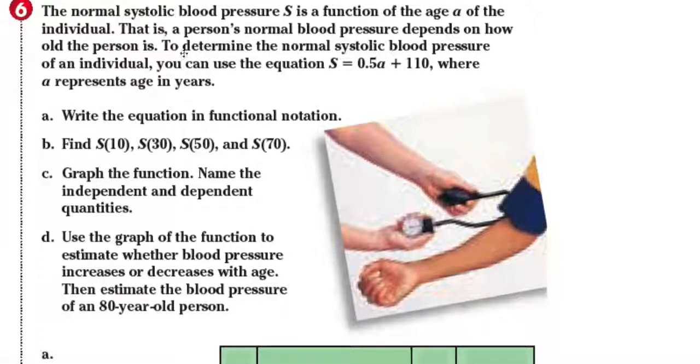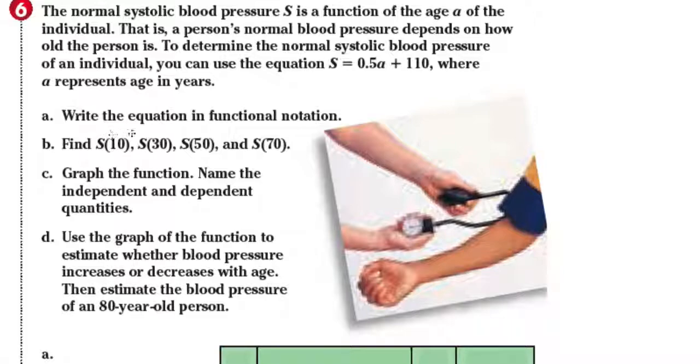To determine the normal systolic blood pressure of an individual, you can use the equation S equals 0.5A plus 110, where A represents age in years. So this is a good way to find out the blood pressure of your parents if they are willing to share it with you, and this will tell you if their blood pressure is normal or not. You can also use this on yourself.